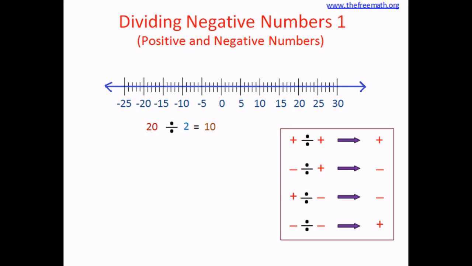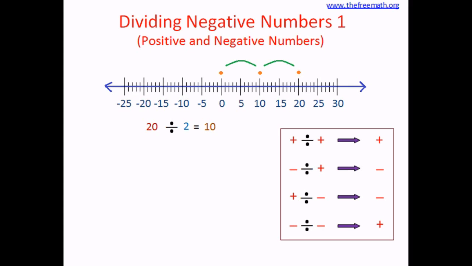So let's look at the number line. 20 is here and we have to make two parts of 20. So if you make two parts of 20 from 0, it looks like this. Now you can see that each part is of 10. When you divided 20 into two parts, every part was of 10. And we know that the answer is 10. So you can see this is how a division works on the number line.